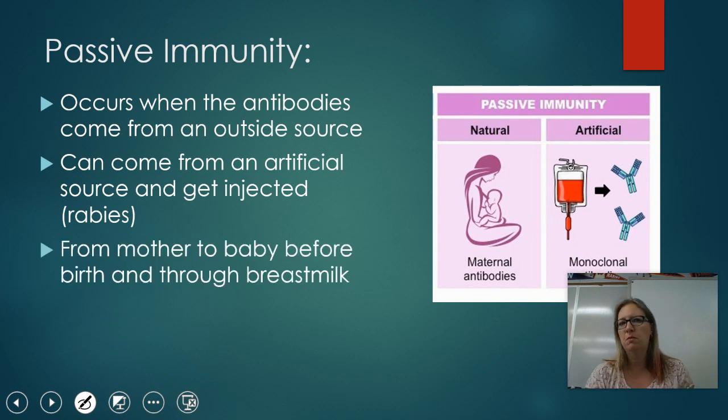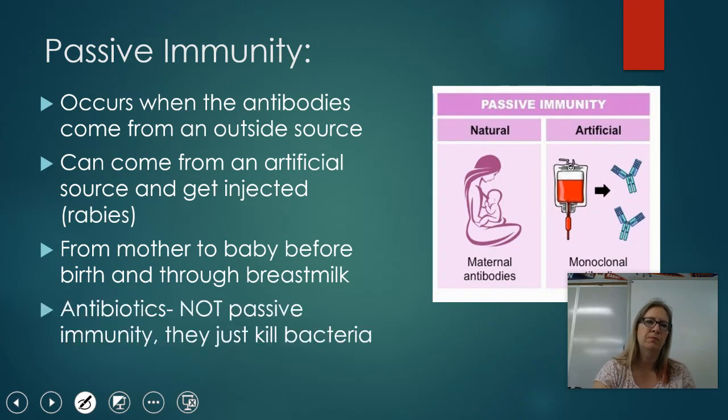Natural sources would be from the mother to the baby, and that can happen before the baby's born. As the baby's developing, the mother is passing antibodies to the baby. But even after the baby is born, if a mother decides to breastfeed, to nurse the baby, the early breast milk contains a ton of antibodies that kind of gives the baby a kickstart on their own immunity, okay?